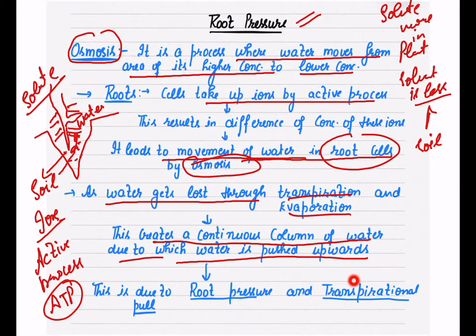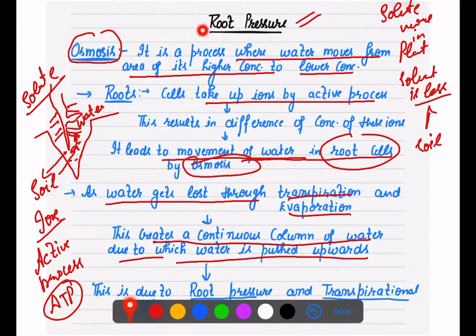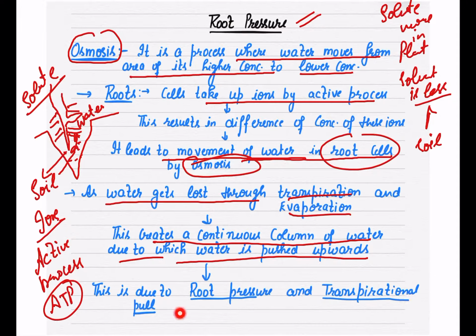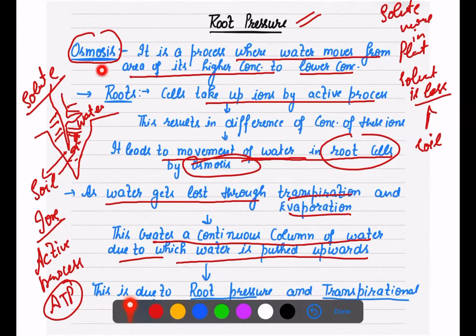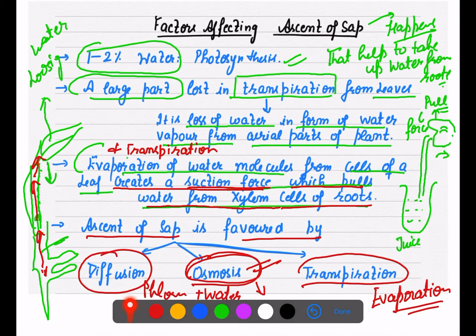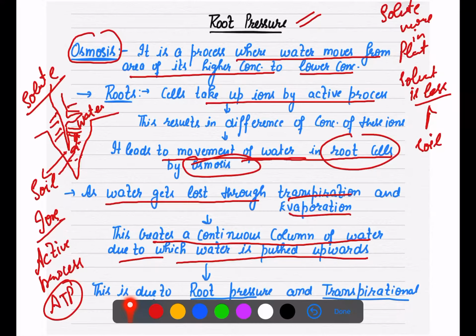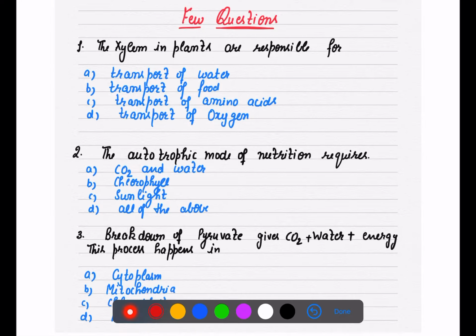So जब भी कभी how water is moving into the plants, तीन processes आपको mention करनी हैं: root pressure, transpirational pull, osmosis. These are ascent of sap. These are important for you to mention because if this is coming to you in a 3 marks question. So here in the end I am leaving you with a few questions.